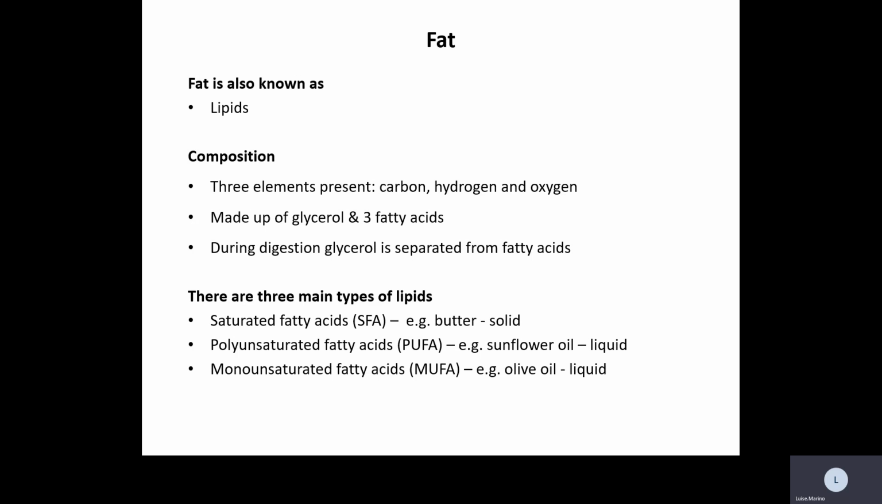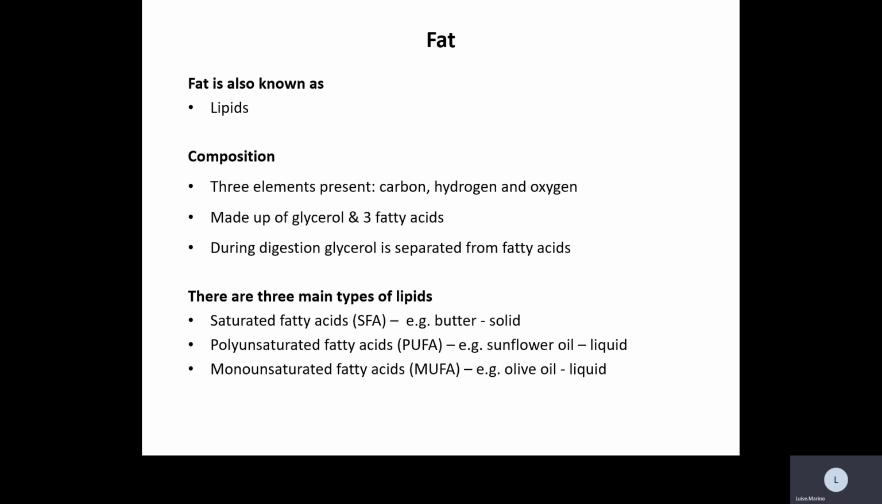So in terms of composition, you've got 3 elements present. You've got carbon, hydrogen, and oxygen, and they are made up of a glycerol backbone. So they've got carbohydrate in them, and then they have 3 fatty acids along the glycerol backbone. So during digestion, glycerol is separated from the fatty acids, and then the fatty acids are repackaged in the brush border area, formed into micelles, and then repackaged into chylomicrons, which are then transported via the lymphatic system to the liver.